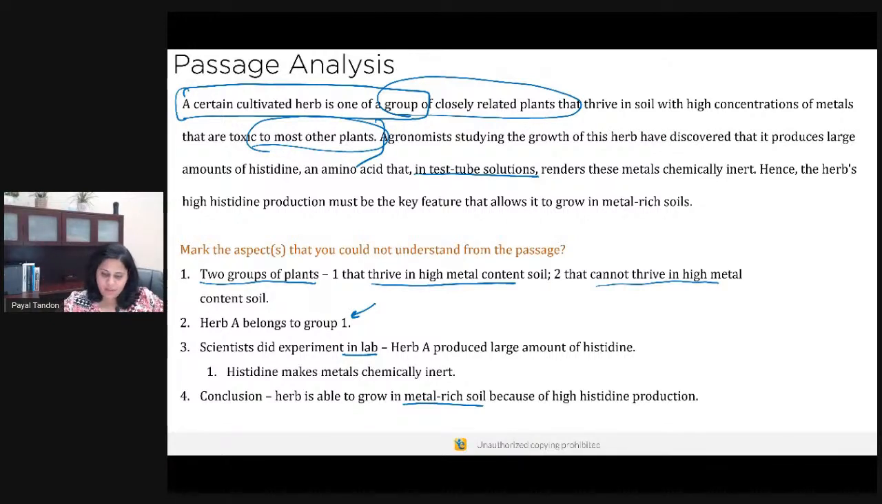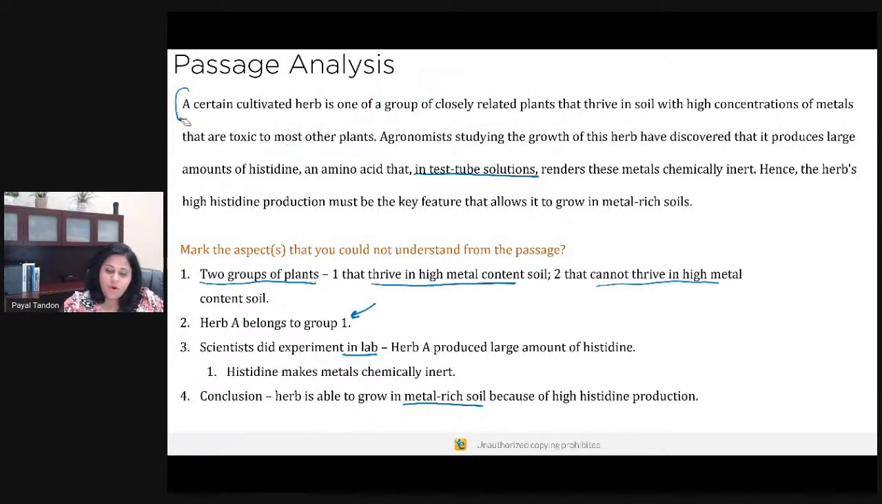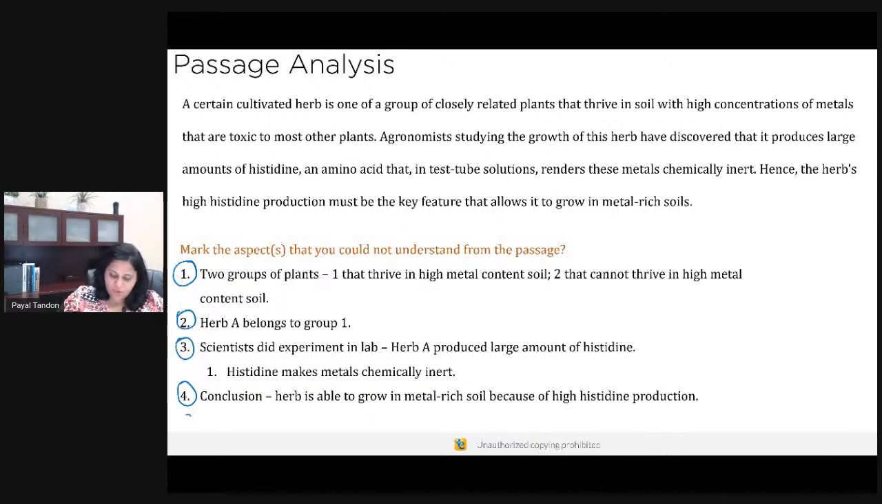Okay. Now, tell me, what all aspects were you not able to get? I know quite a few of you were not able to get number one over here, but now that you have 1, 2, 3, and 4, tell me which aspects were you not able to get when you read the passage on your own. And if you got all the points, then write down 5 over here. Okay, so Pranjay was not able to get the conclusion. Dishank was not able to get two groups of plants. Okay, Vivek was not able to get 1 and 2.